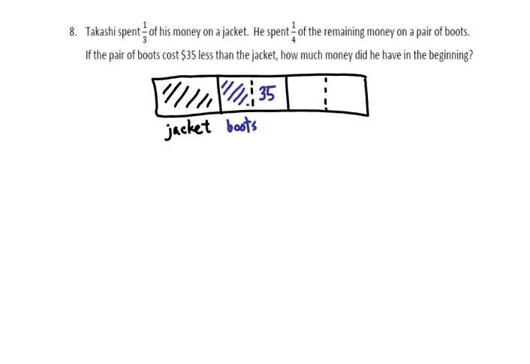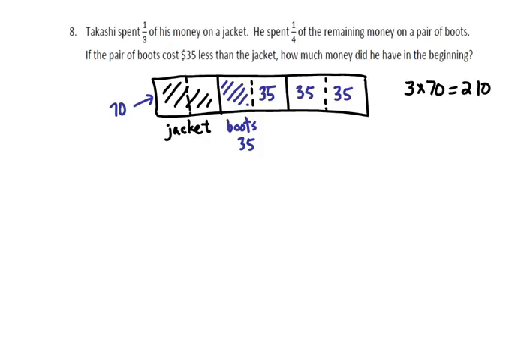So what this is saying is that a half of a third is $35. Or in other words, a third is $70. So you can see that the boots are $35 and they are $35 less than the jacket that was $70. So what we end up having here is either 3 times 70 or 6 times 35 for a total of $210 at the beginning. So this would be a non-algebraic way of going about doing this.